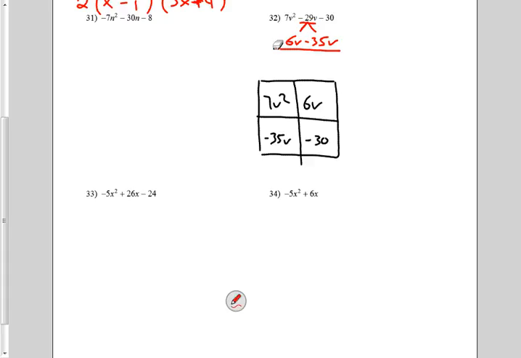Okay. Now, GCFs, again, nothing changes here. V. Negative 5 by the looks. This way. 7V and 6. So my factors are V minus 5 and 7V plus 6.